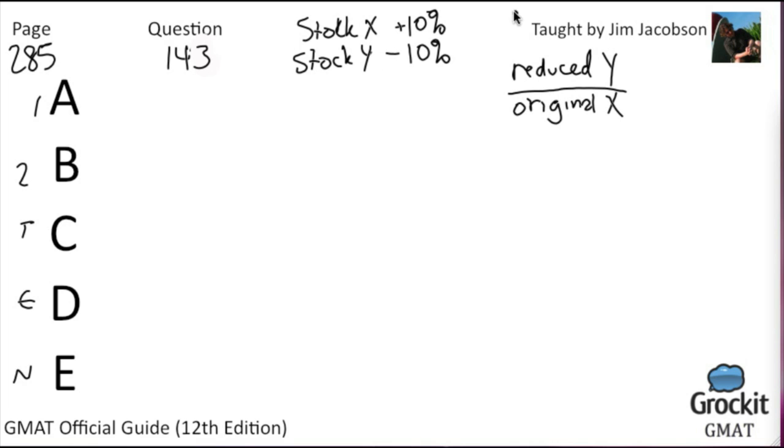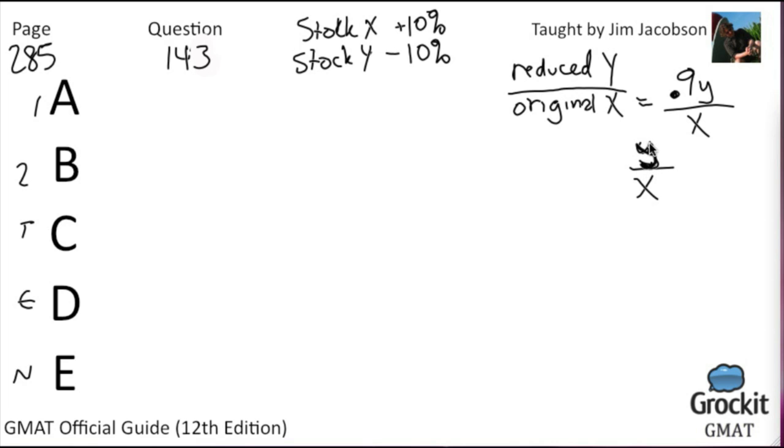And so the reduced value of Y, since it went down 10%, is 90% of its original price. Since stock X went up 10%, its original value is just the value of X. So this question is asking for 0.9 Y over X. If we can solve for Y over X, we can multiply that times 0.9 and we will have our answer.